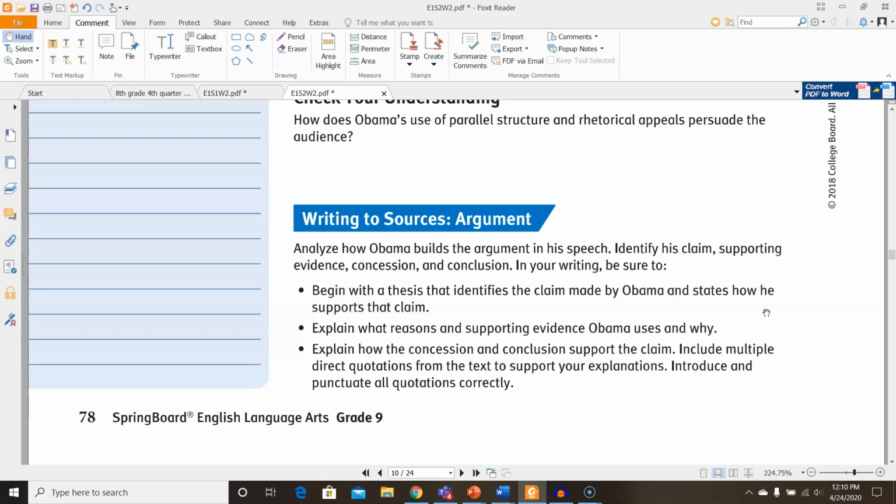In your writing, be sure to begin with a thesis that identifies the claim made by Obama and states how he supports that claim. Explain what reasons and supporting evidence Obama uses and why, and explain how the concession and conclusion support the claim. Include multiple direct quotations from the text to support your explanations. Introduce and punctuate all quotations correctly. So you could write this in one paragraph, you could write it in multiple paragraphs, whatever you want to do, but make sure that you hit all of these bullet points, alright?